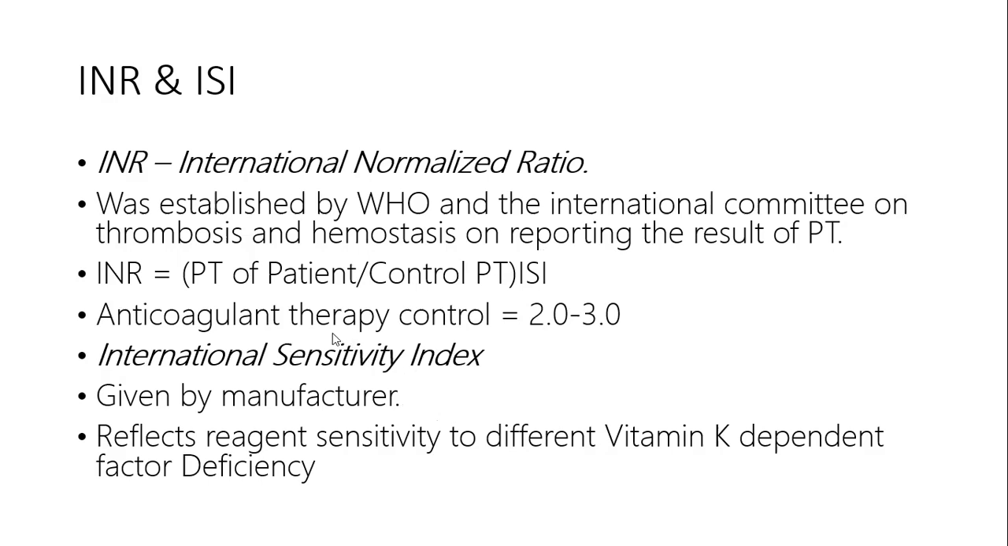For anticoagulant therapy control, the INR is usually 2.0 to 3.0. Again, if the patient is under anticoagulant therapy control, the INR is 2.0 to 3.0. ISI reflects reagent sensitivity to different vitamin K dependent factor deficiency.